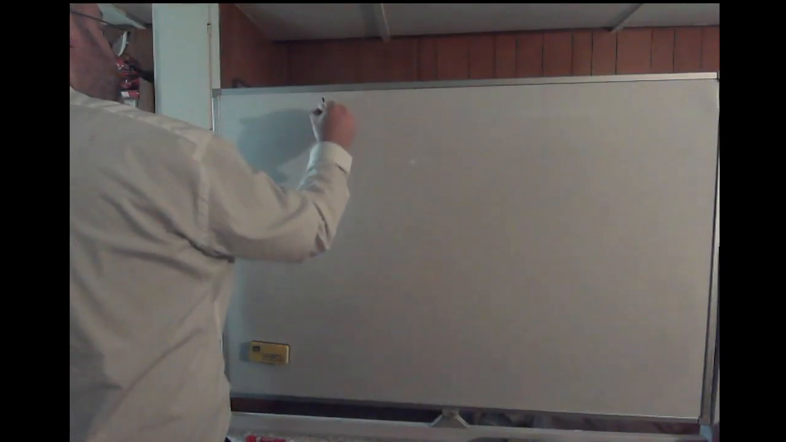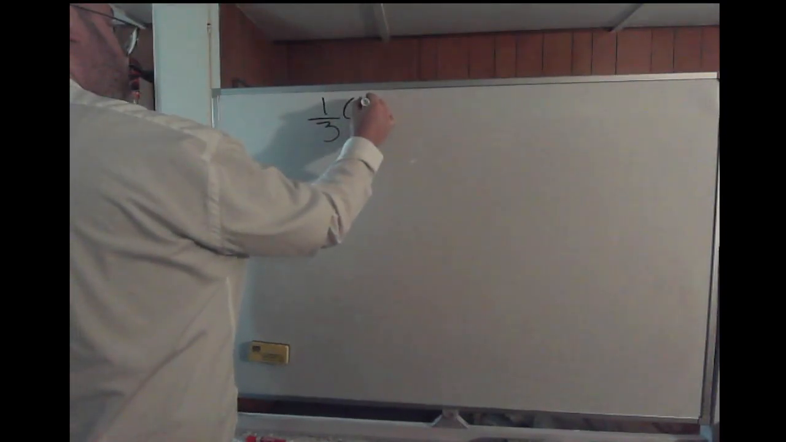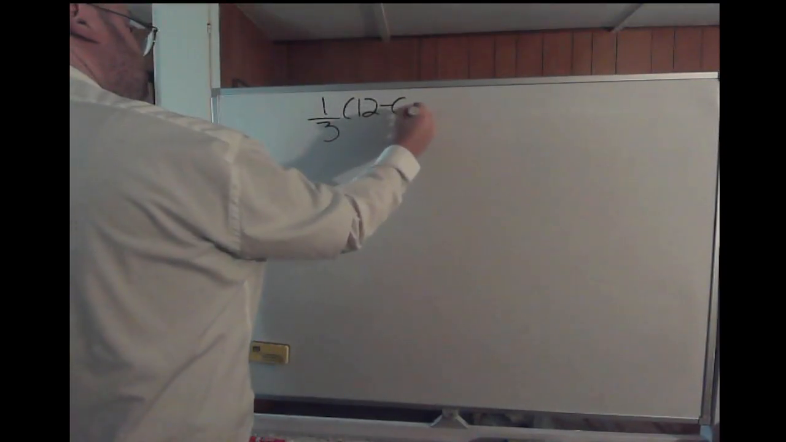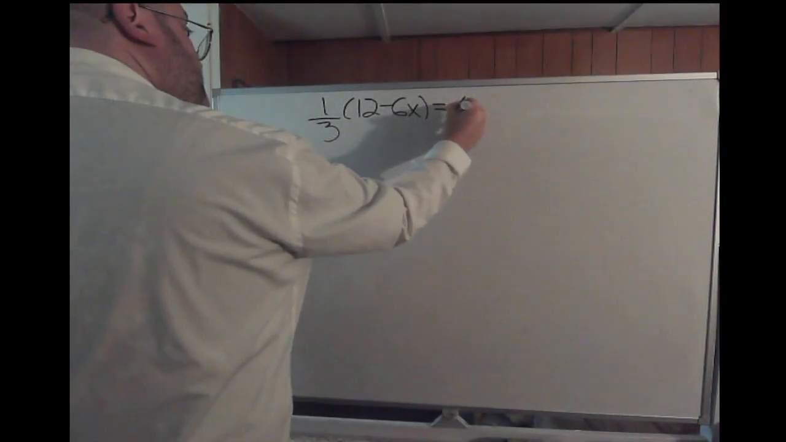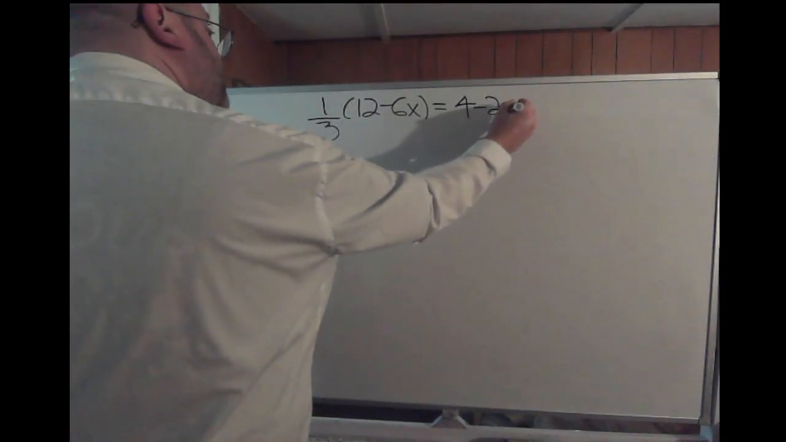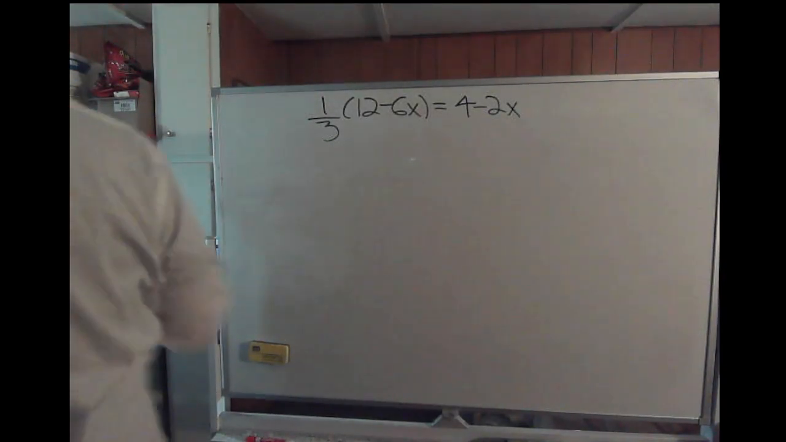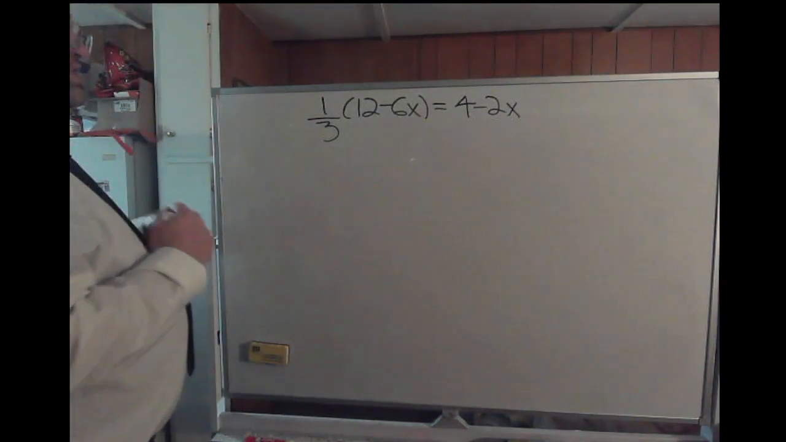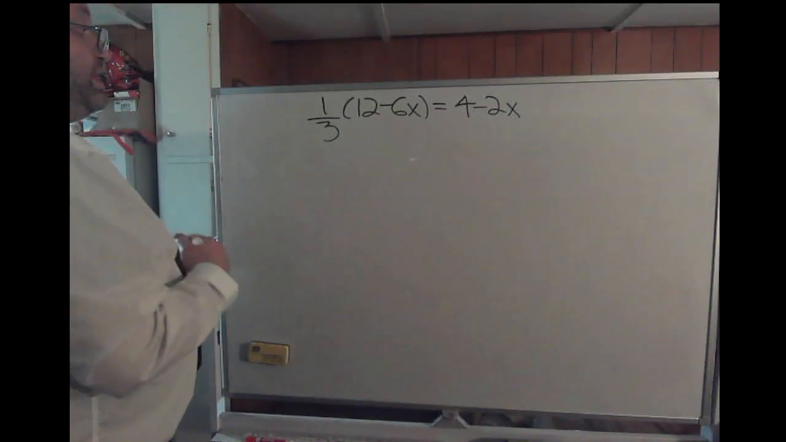Let's do a couple distributive ones here. Let's see, we got 1/3 times the quantity of 12 minus 6x is equal to 4 minus 2x. Alright, so first thing I would do on the left side, distribute the 1/3.